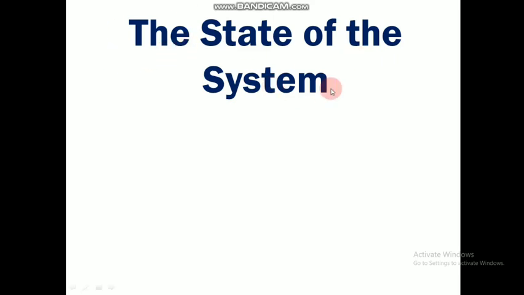And the state of system. Here the word state does not tell us about the state of matter, whether it is solid or liquid or something. It is telling about the conditions at which the system is existing. So the state of system tells us about the condition where the system is existing.